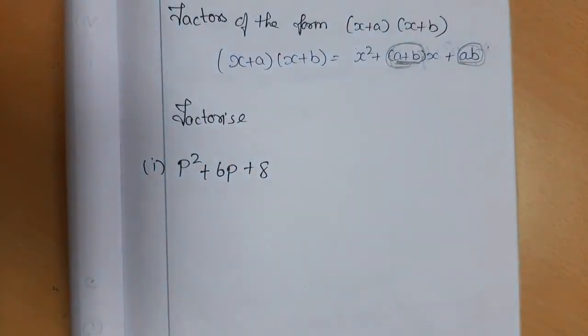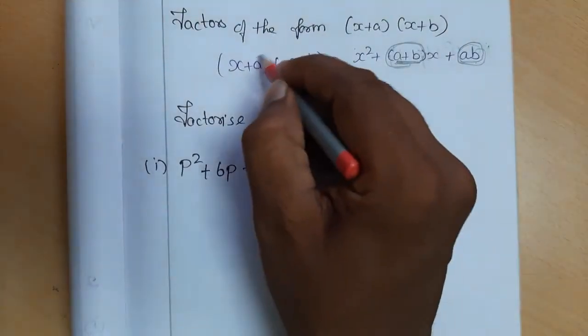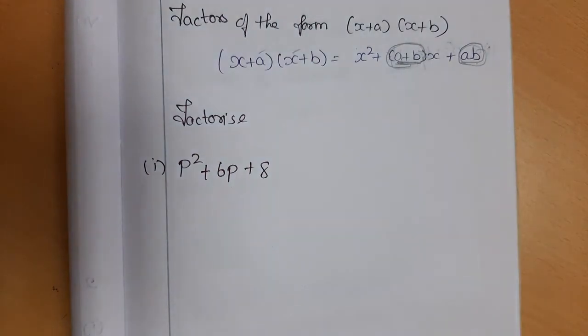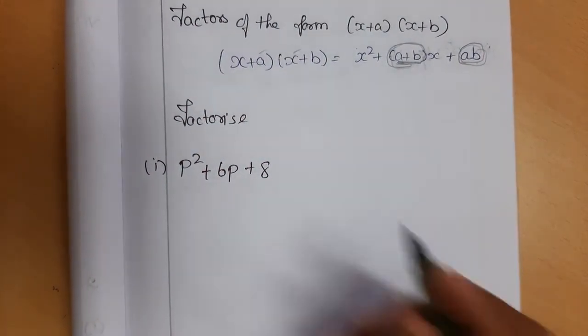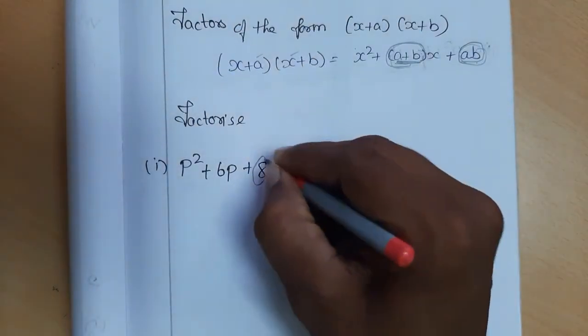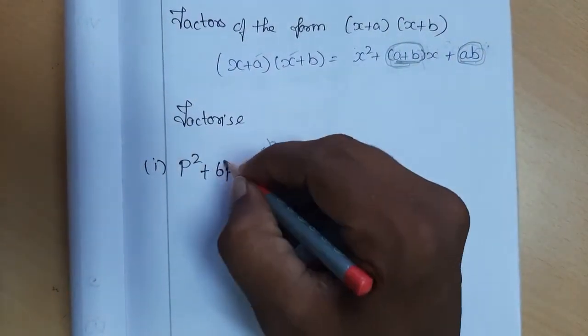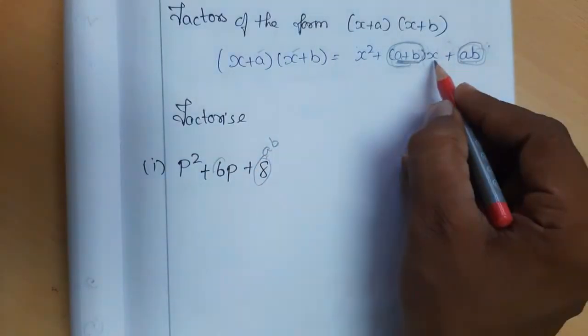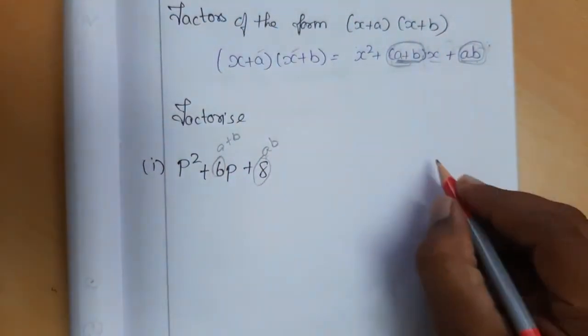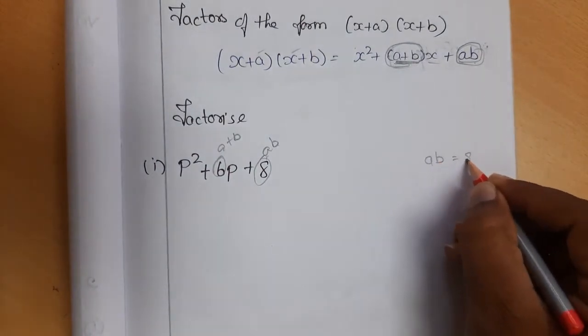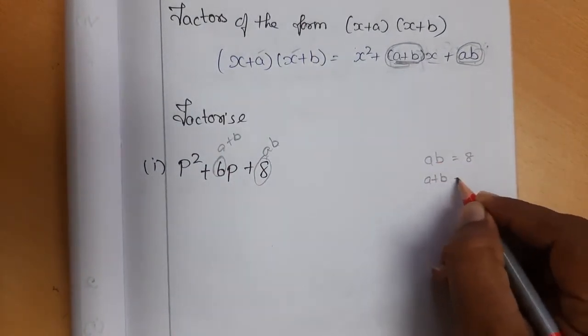Then we can use this directly; we can apply this as the factors. So it is given that p square plus 6p plus 8. It is in the form of a into b, that is, multiples. So 6p is like ax, it should be in the form of a plus b. That is, if you multiply, we have to get 8. If you add, we have to get 6.